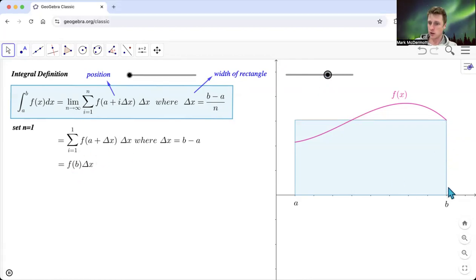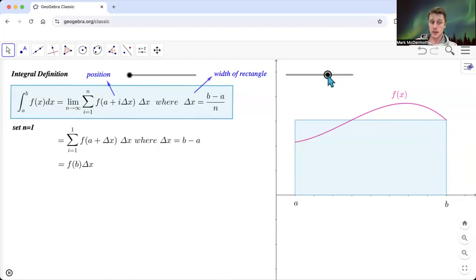We've got one rectangle, and the height of that rectangle is f of b. And then to define the area of this one rectangle, we have to multiply f of b, which is the height of the rectangle, by delta x, which is b minus a, which is the width of the rectangle, yeah? So hopefully you can see where that logic comes from, right? So that's when we have one rectangle. Okay, hopefully you can start to think what's going to happen from here.